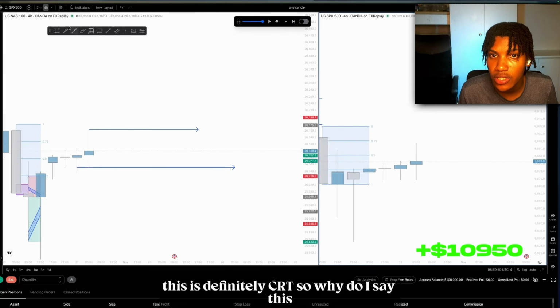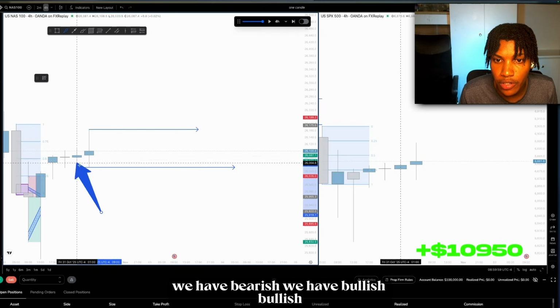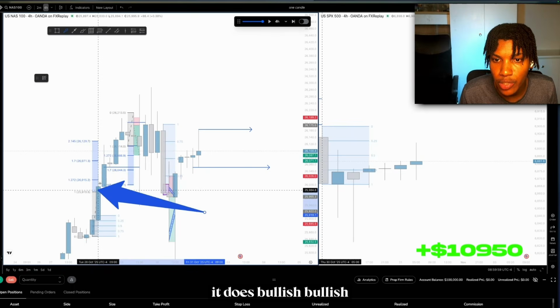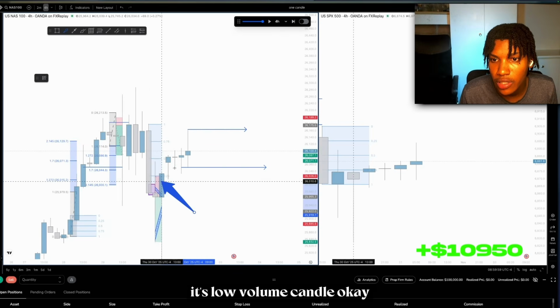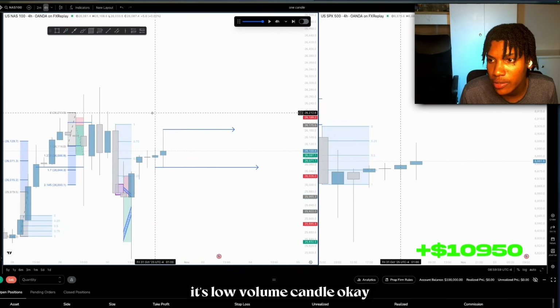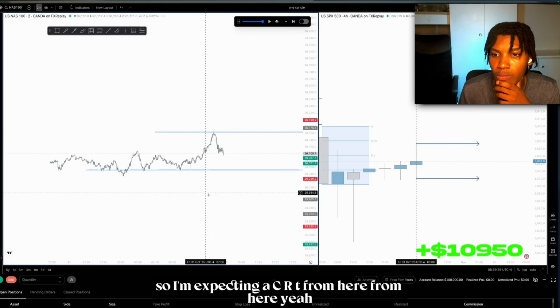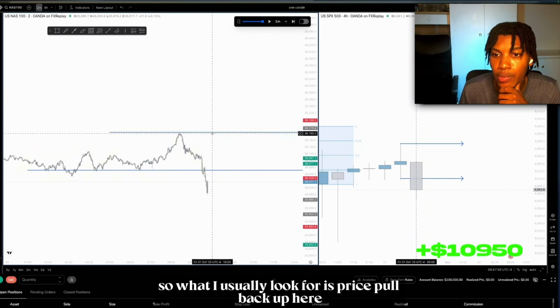So why did I say this? It is because I'm looking at these candlesticks, indecisive. We have bullish, we have bearish, we have bullish, bullish. So it's sort of shade bias. It isn't just like here it was bullish, bullish, bullish, or where it was here just like impulsively bearish. It's low volume candles. So I'm expecting a CRT from here. Yeah, there's definitely some good liquidity lying at these lows. Okay, so what I usually look for is price to pull back up here.